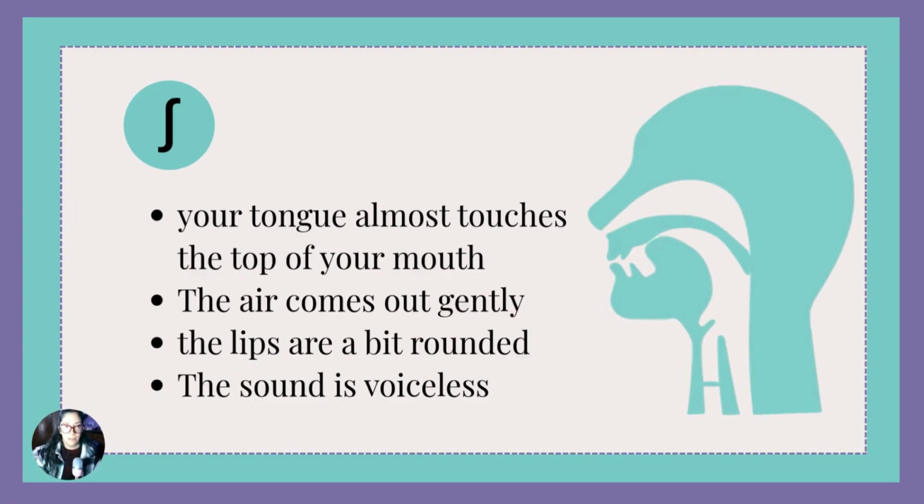So what about this sound? Sh. The tongue almost touches the top of the mouth. As you can see in the picture, it doesn't really touch the top of the mouth, but it is pretty close. The air comes out very gently. The lips are a bit rounded, and the sound is also a voiceless sound. So for example, when we say shoe, sh, the lips are rounded just a little bit.